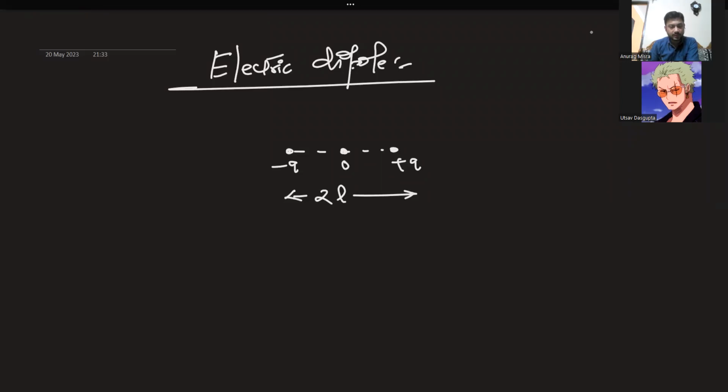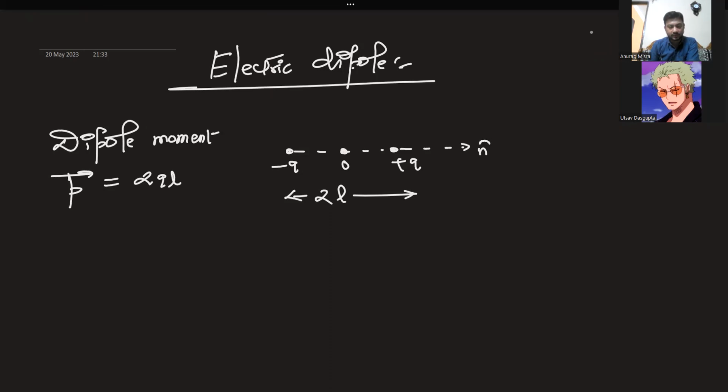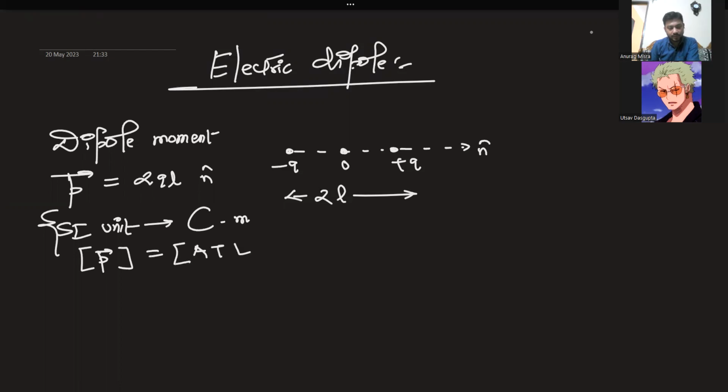Then we discussed dipole moment, okay? Dipole moment, which is defined as what? The distance between the two charges multiplied by the magnitude of each charge, and the direction is from negative to positive. Suppose it is along the direction shown. What is the unit of dipole moment? The SI unit is coulomb meter, okay? And the dimensional formula for dipole moment is what? It is AT multiplied by L, right?